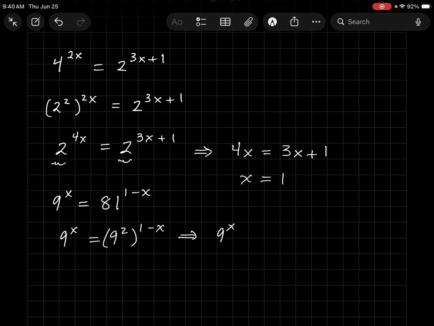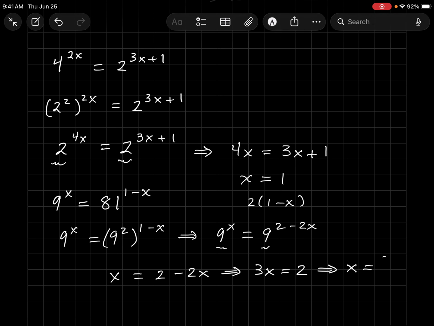Rewriting again, I'm going to leave the left side, 9 to the x, but on the right side I will use the property of exponents where power to a power, we multiply the powers, giving us 9 to the 2 times 1 minus x, or 9 to the 2 minus 2x. Now that I have the same base on both sides, I can ignore the base and set the exponents equal to each other, giving us x equals 2 minus 2x. And then solving, we get 3x equals 2, or x equals 2/3.